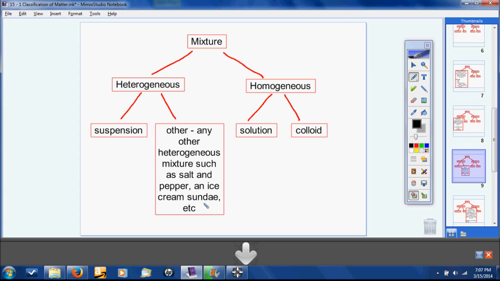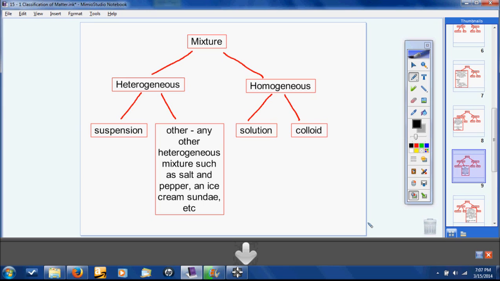Tacos. I think I'm stuck on food here all of a sudden. These things, they're mixed up, but they're not going to actually just settle out. They're chunky, if you want to put it that way. Heterogeneous, they're different throughout the different pieces. It's pretty obvious that there are different proportions, but there are more than just suspensions in the heterogeneous category.